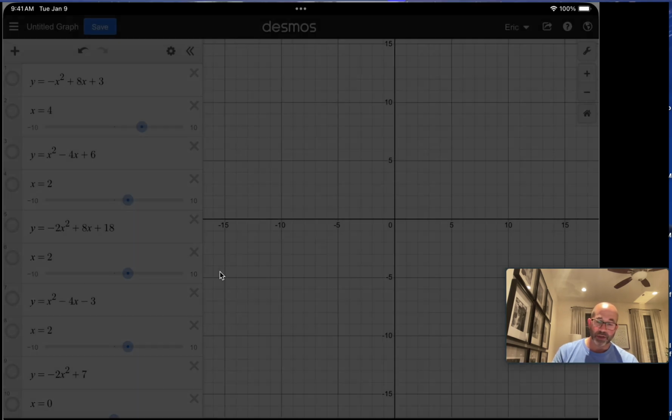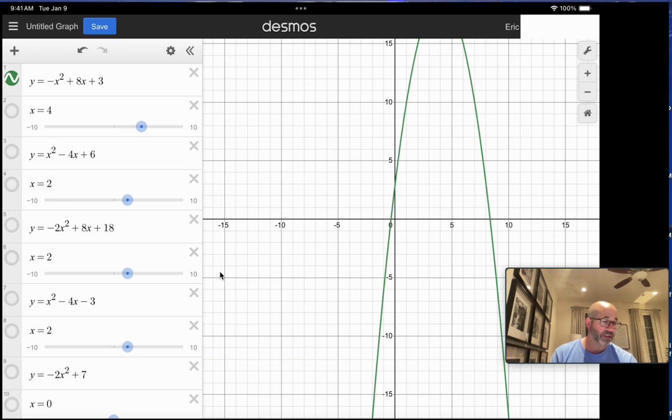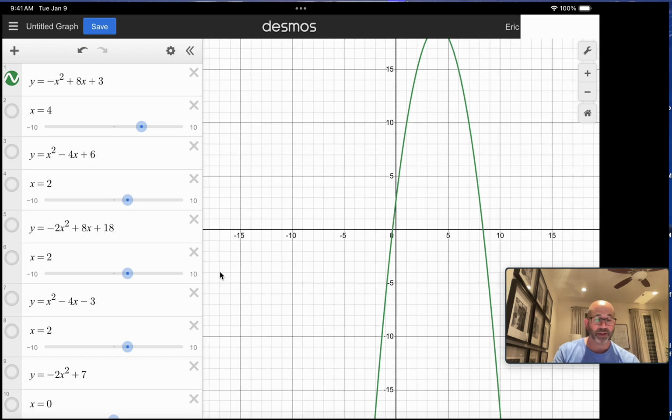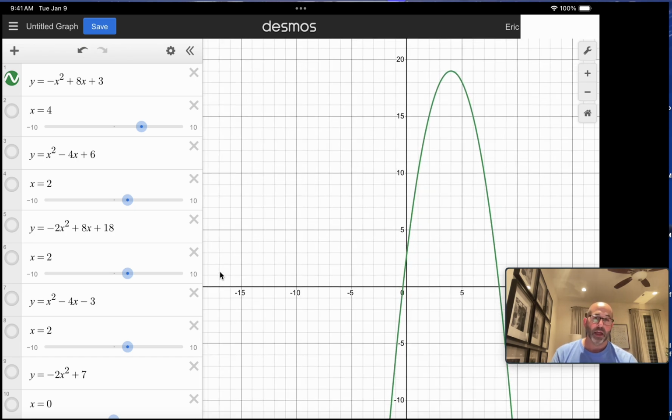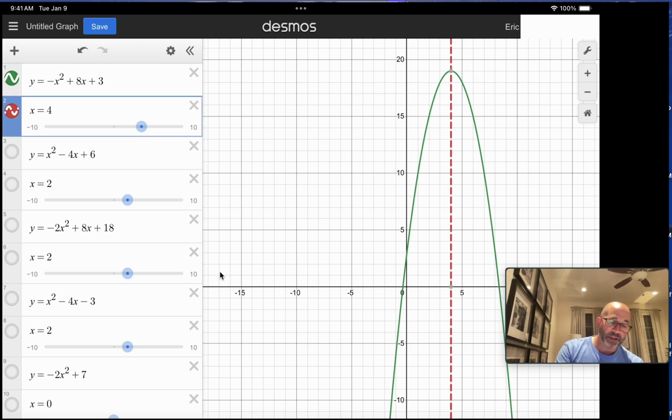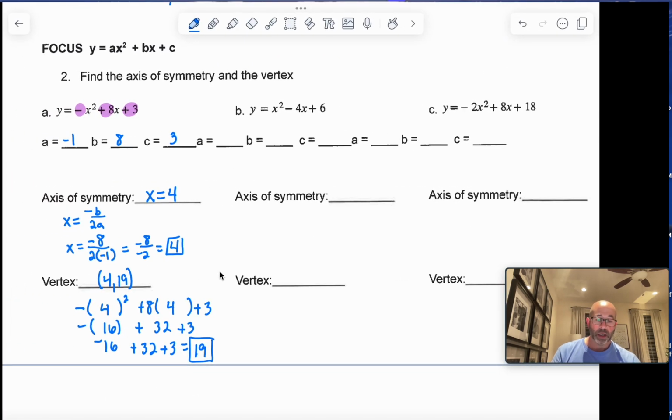This is the equation that we just did: y is equal to negative x squared plus 8x. This is what the graph looks like. We found the axis of symmetry was x equals 4, and you can see from the picture that we have this imaginary line going directly down the middle at x equals 4. When I look at the point at the top of my graph where it changes, you can see it's at 4, 19. Okay? All right, let's take a look at letter B.